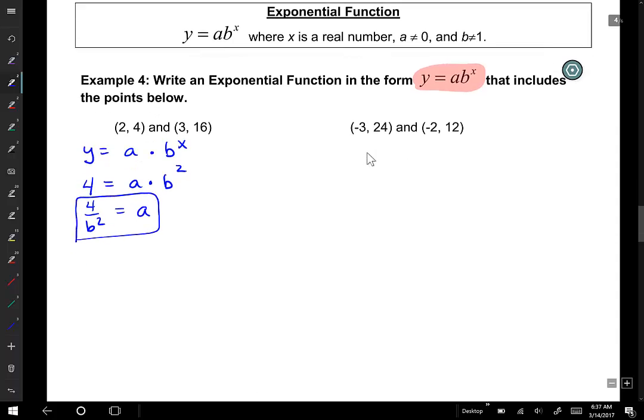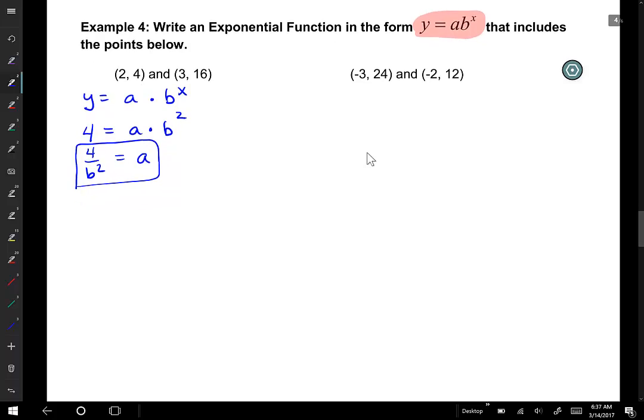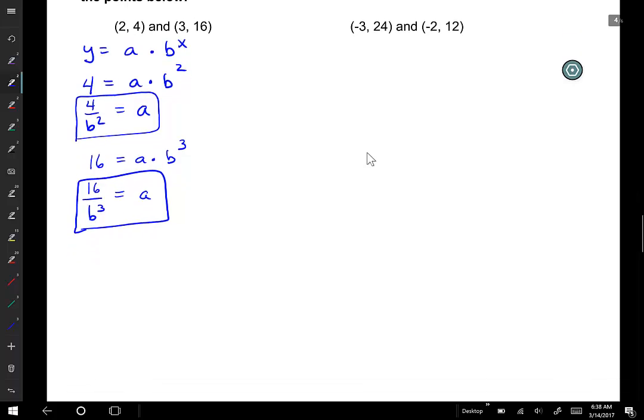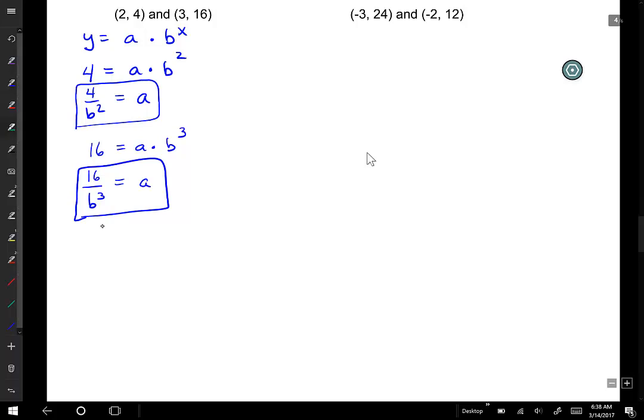Now I'm going to take my second point, 3, 16, and plug that in. So I have 16 equals a times b cubed. I'm also going to solve that for a, and I'm going to have 16 over b cubed. I now have two equations that are both equal to a. That means I can set them equal to each other and solve for b. And so I'm going to do that.